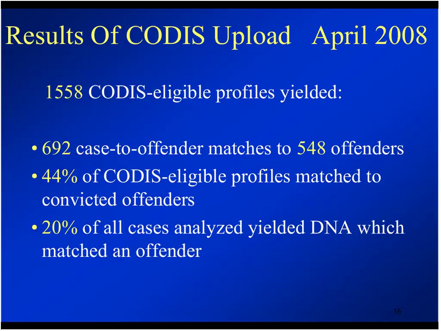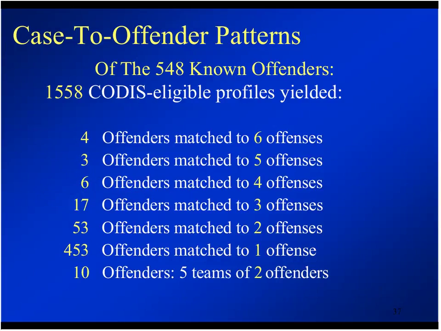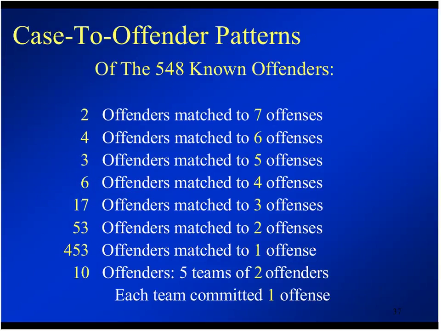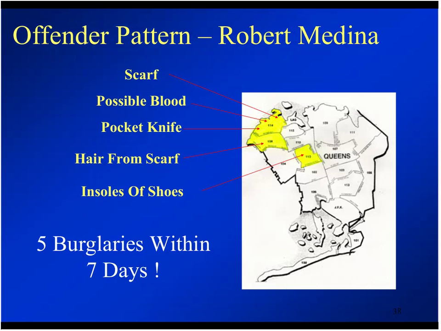My proudest stat is 692 case-to-offender matches to 548 offenders within 3 years. That's 548 offenders that would never have been identified through the use of fingerprints or any other means, just through DNA. Out of those known offenders, we had 2 offenders matching 7 offenses. We had 17 matching 3 offenses. This is linking crime scenes to crime scenes. We had 10 offenders, 5 teams of 2 offenders. Each team committed 1 offense.